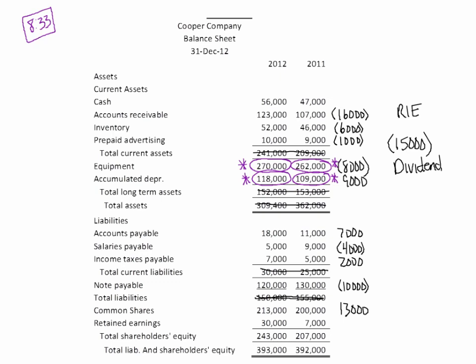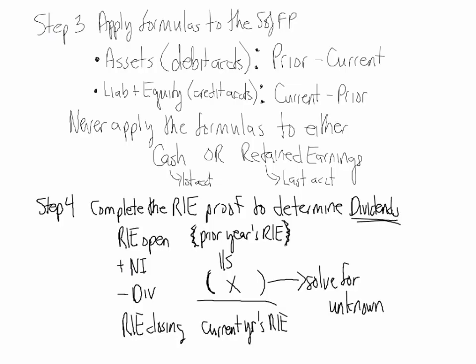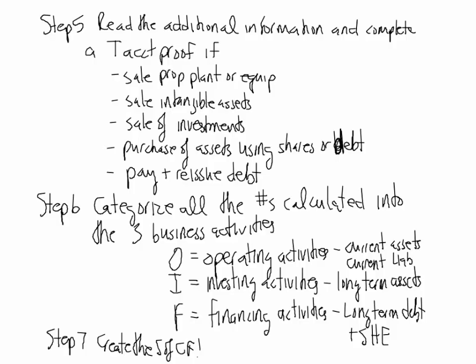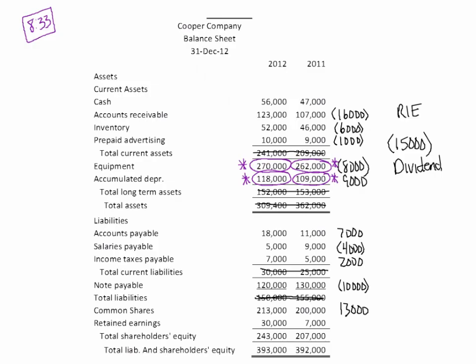All right, okay, so now, what is our next step, right? Because we want to go through the step-by-step process. We have done step 4. We did step 5. Step 6 is to categorize all the numbers. Okay, so we're back here, and we're categorizing all the numbers. Let me change my color. Excellent. All right, accounts receivable. What do we got? Operating. Inventory. Operating. Prepaid advertising. Operating. The equipment.